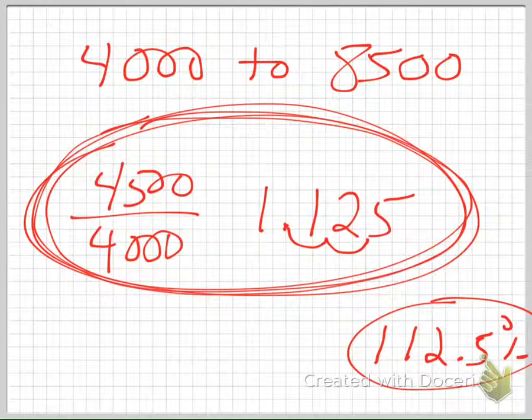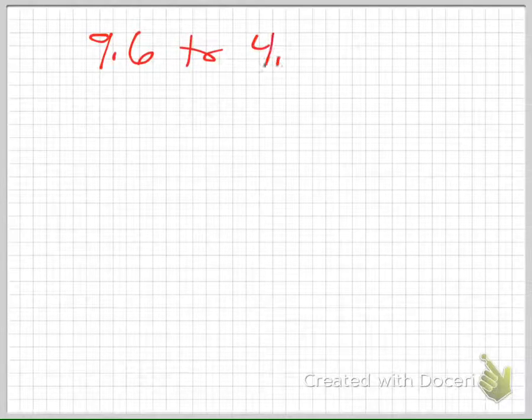So whenever I do it, it's not often, but whenever I do let you use a calculator on an assignment, I still want to see this. I want to see that you know what you're doing and that you didn't just copy from your friend. Okay, try this one then. This is kind of an easy one. It goes from 9.6 to 4.8.